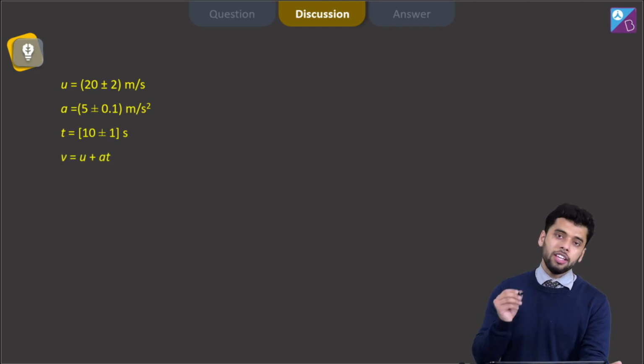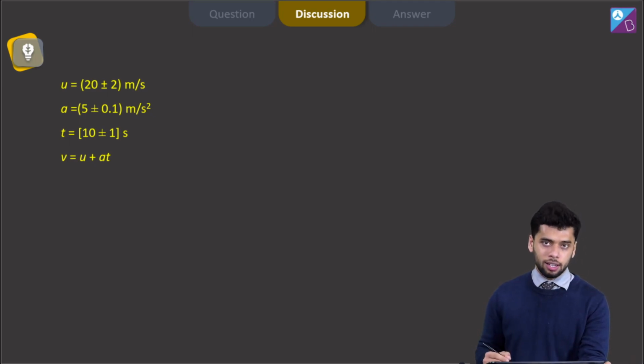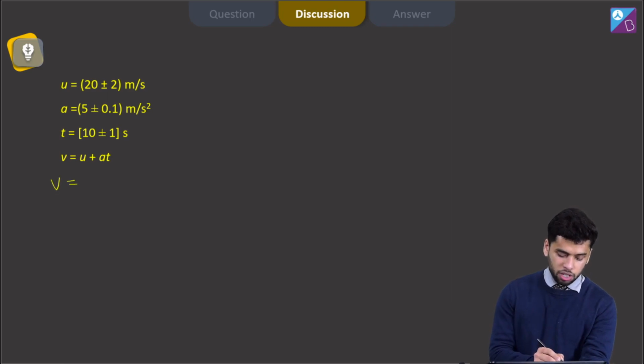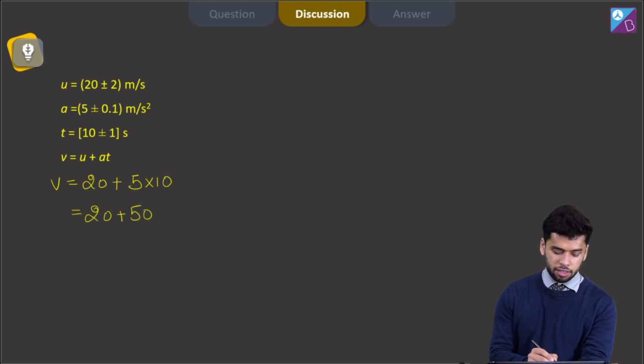Now v is equal to u plus at. It is valid for constant acceleration. V is the final velocity, u is the initial velocity, a is the acceleration, t is the time taken. Now v, what is the value of u? It's 20 plus the acceleration, which is 5, and time taken is 10 seconds. So it is 20 plus 50, that is equal to 70 meter per second.